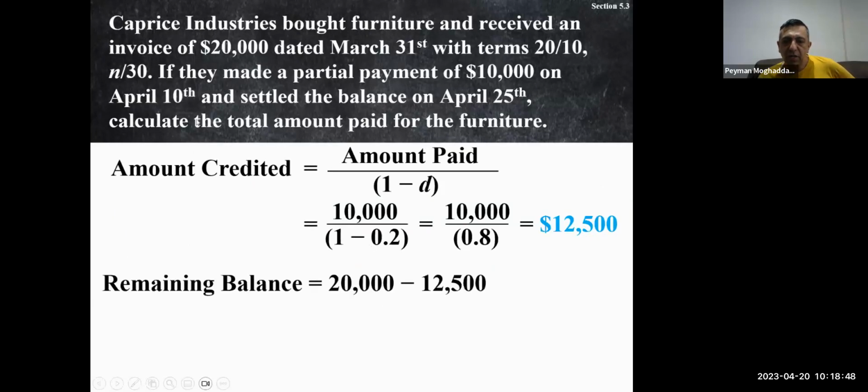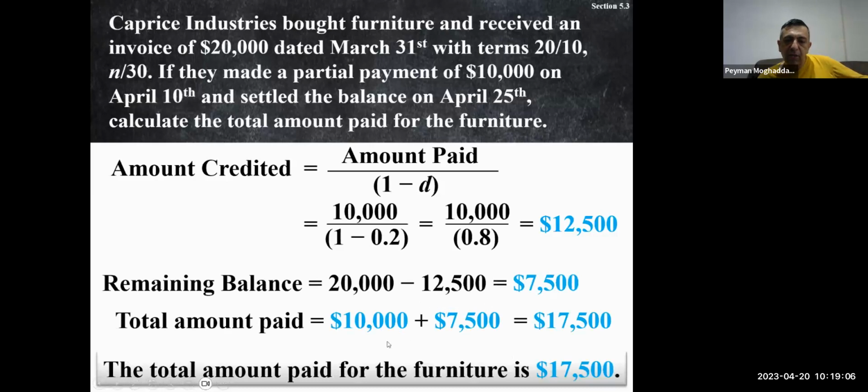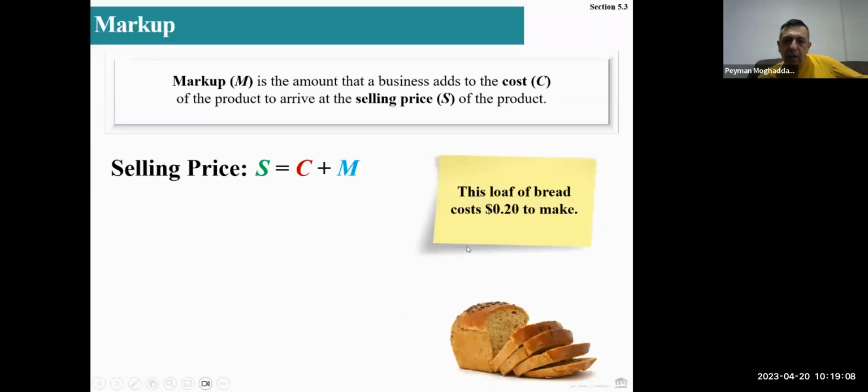So the rest, they pay after April 10, on April 25th, which is $7,500. So the total they pay is the $10,000 plus $7,500, so $17,500 is the total they pay. Okay. Any question here?